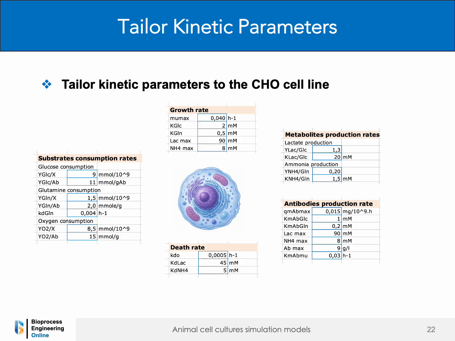Therefore, when applying the model to a new CHO cell line, there is usually no need to change the model structure. Instead, the same kinetic equations are retained, and only the kinetic parameters are re-estimated from experimental data for the new clone.